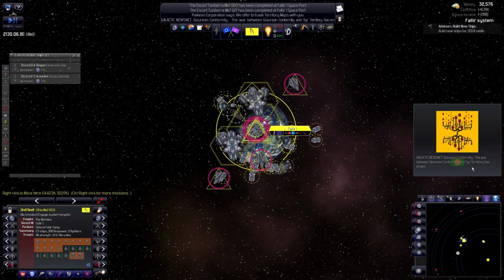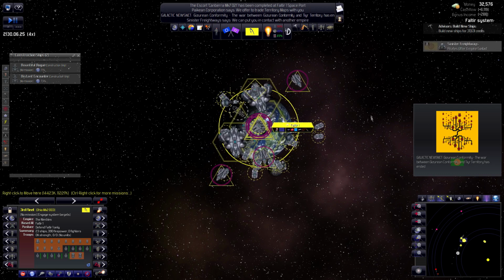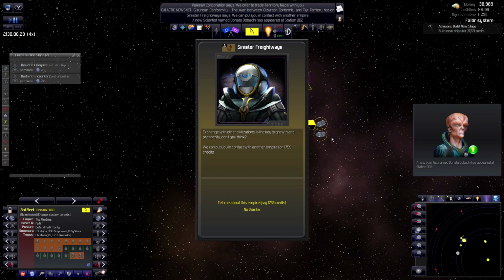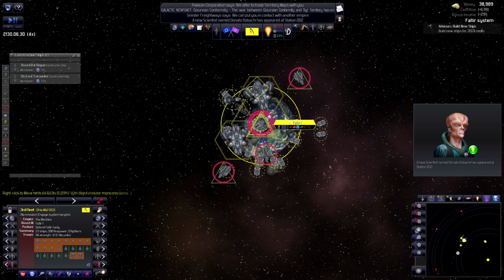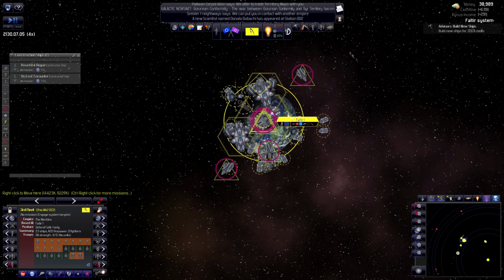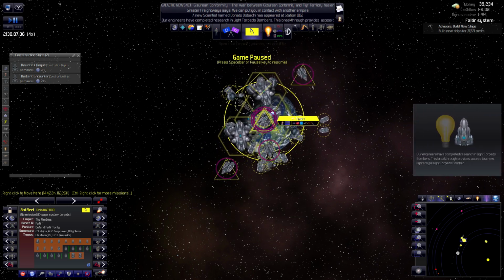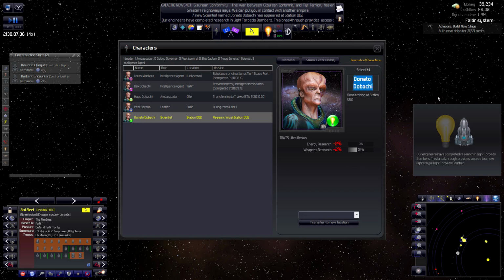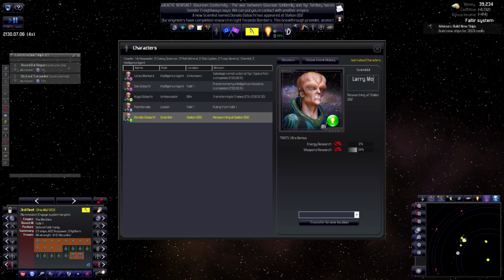The war between the Gazarians and the Tyre has ended. Wow, how did that happen? Seriously? Okay. Sinister Freightways. No. Really? Okay, we have a scientist. Our engineers complete research in light torpedo bombers. Okay. Woohoo. Alright, Larry Monty 3.0 has arrived. Although, oh, you're going to that station. That's fine. That's fine. Okay.